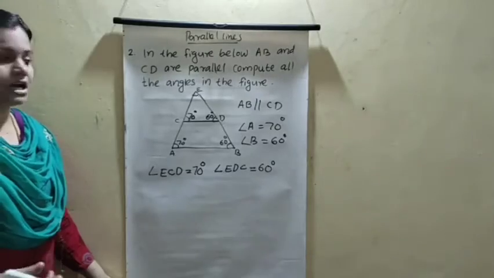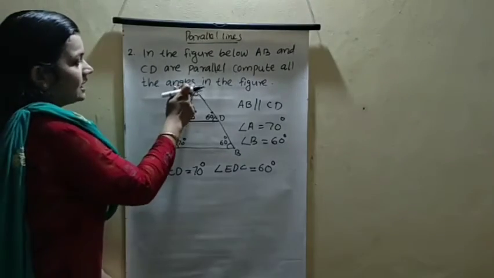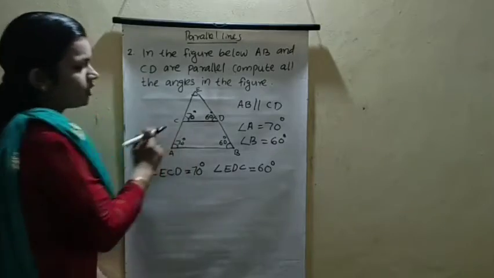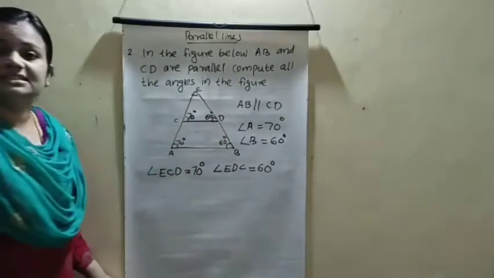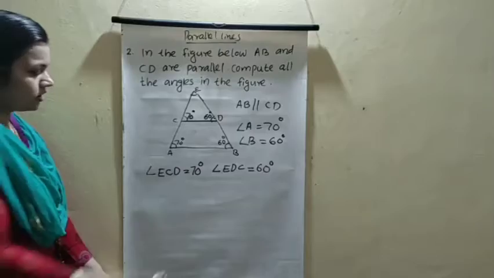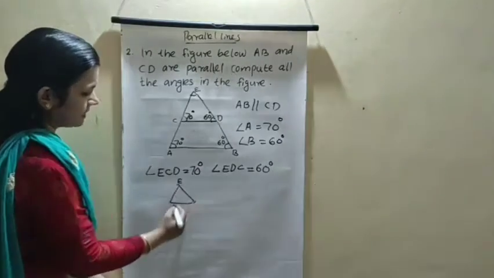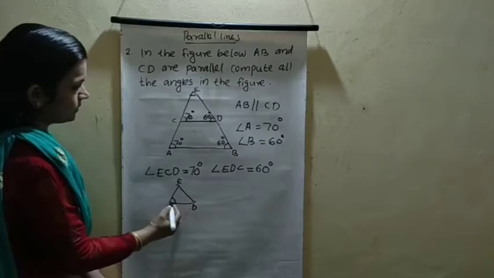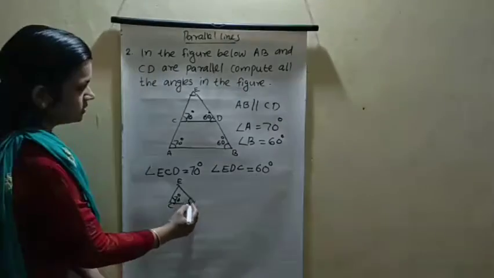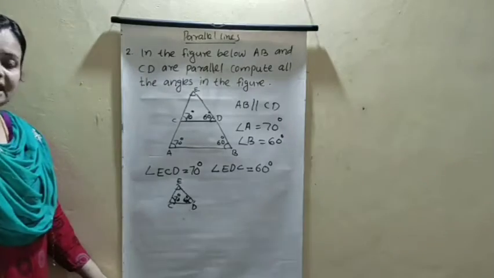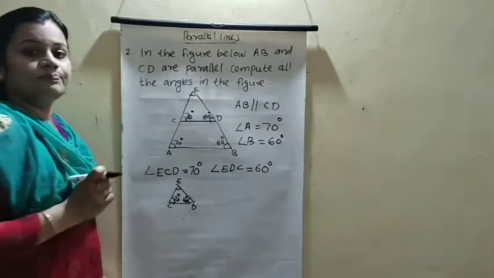How to find out the angle? You look at the figure ECD. What is the figure of this ECD? This is a triangle. Angle C is 70 degrees, this is also 60 degrees, and we want to find out angle E. How to find out this angle?